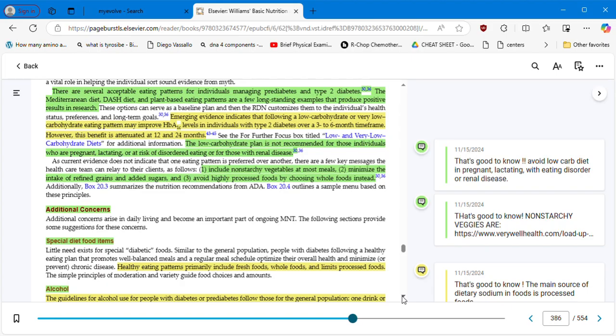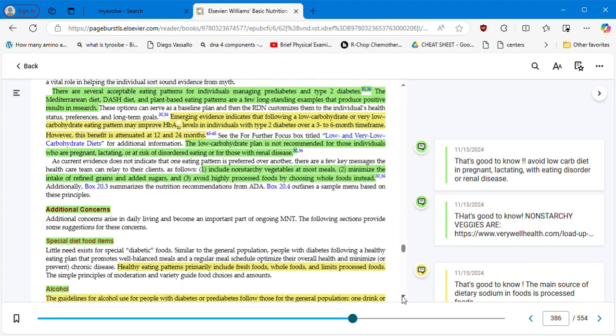As current evidence does not indicate that one eating pattern is preferred over another, there are a few key messages that the healthcare team relays to the clients, as follows. One, include non-starchy vegetables at most meals. Non-starchy vegetables must be included in all meals.